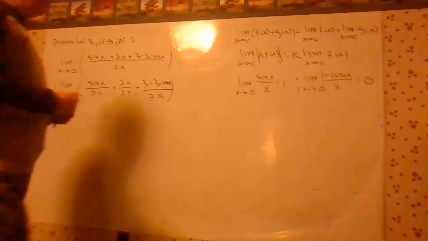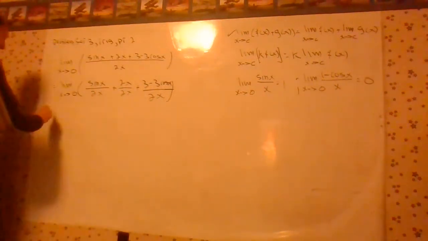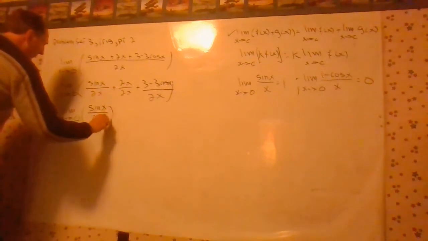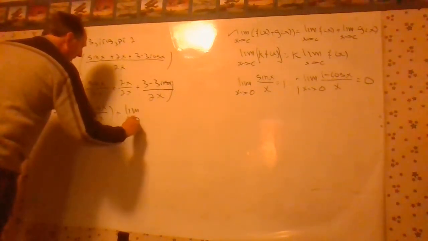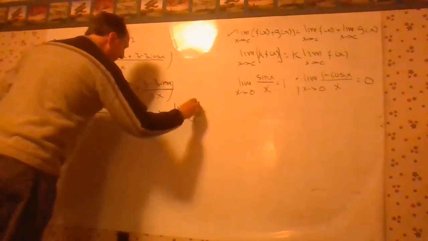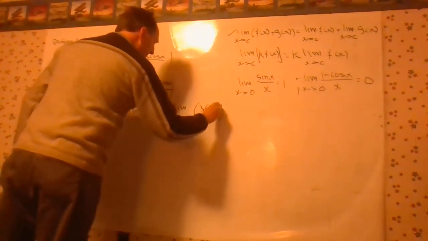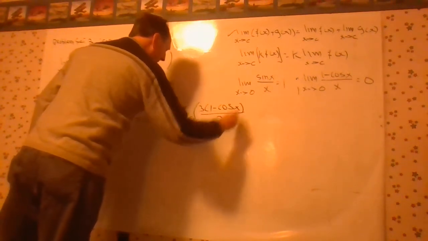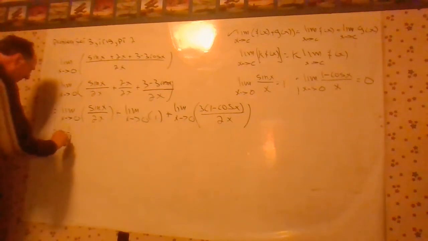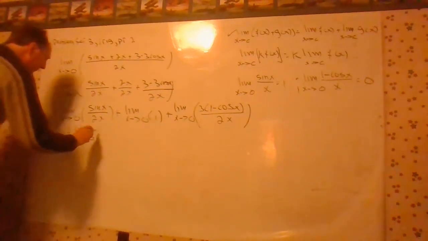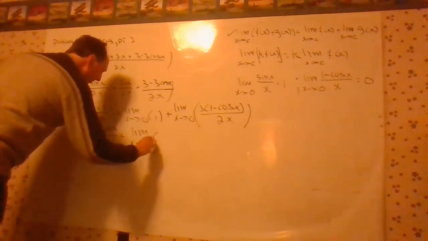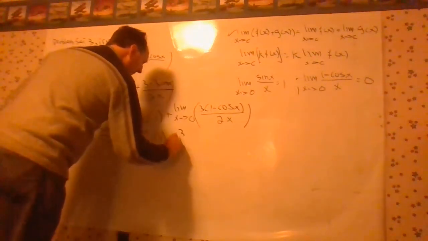And of course, we can use this first principle here, and that gives us the limit as x approaches 0 of sine x over 2x, plus the limit as x approaches 0 of 1, you can simplify that to 1, plus the limit as x approaches 0, and let's factor the 3 out, 3 times 1 minus cosine x over 2x. And we're almost there. Now you can factor the half out. 1/2 times the limit as x approaches 0 of sine x over x, plus the limit as x approaches 0 of 1, and factor 3/2 out.